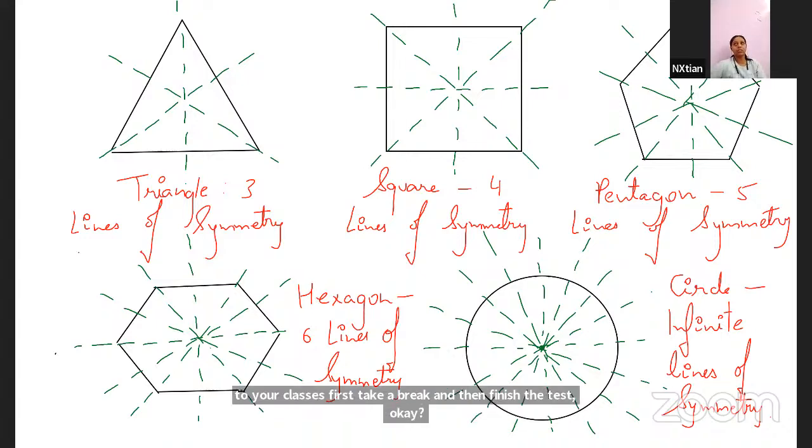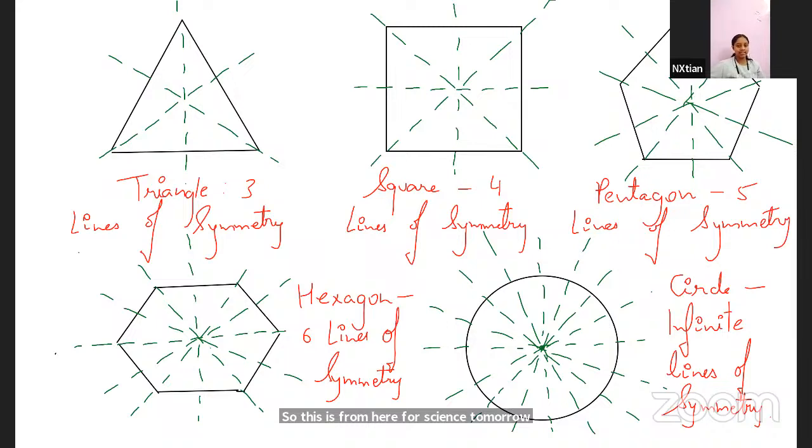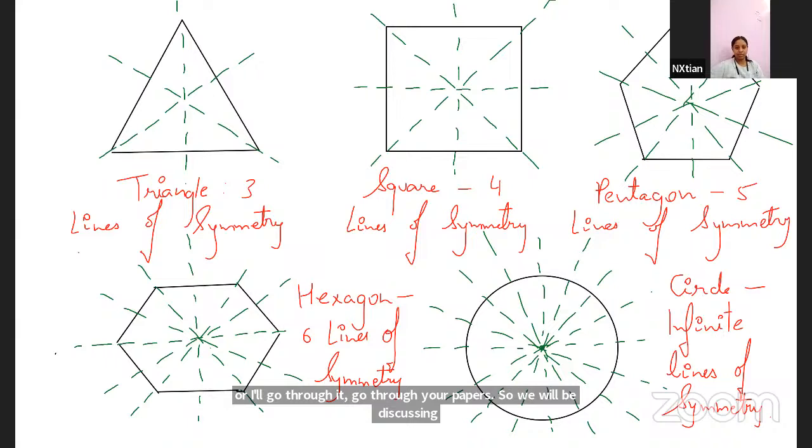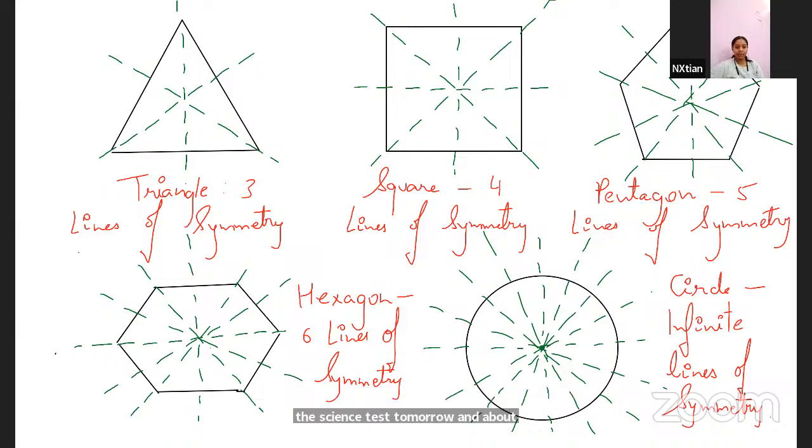So we'll stop here. For science tomorrow, I'll discuss your paper. We just had a science test on friction, force, and motion. I'll try to check it by today, or I'll go through your papers. So we will be discussing the science test tomorrow and about the experiment. We can do the experiment day after tomorrow.